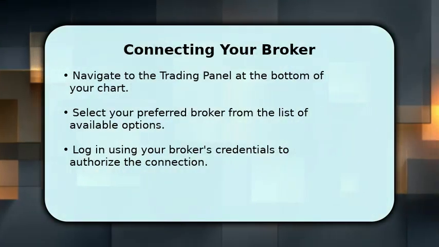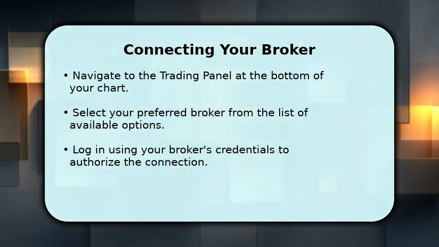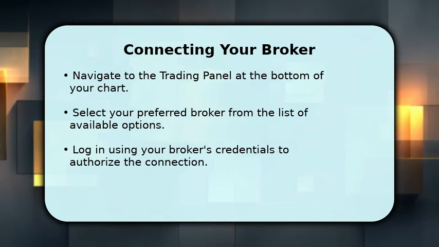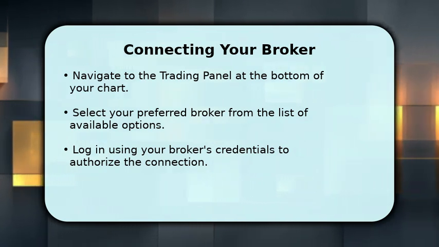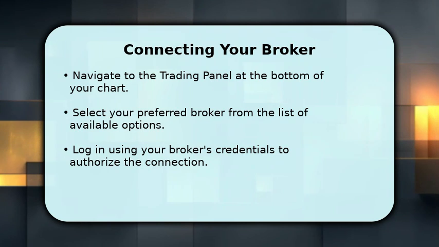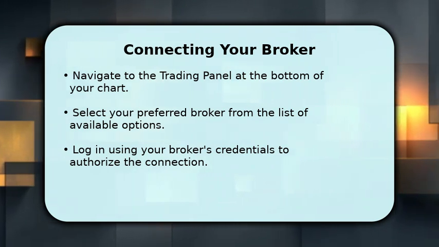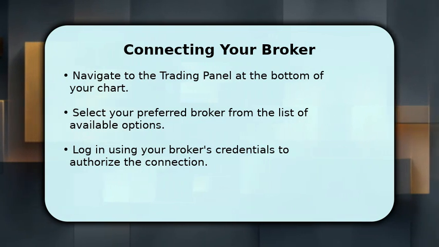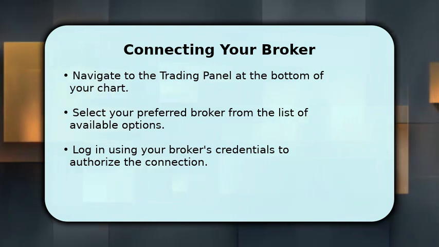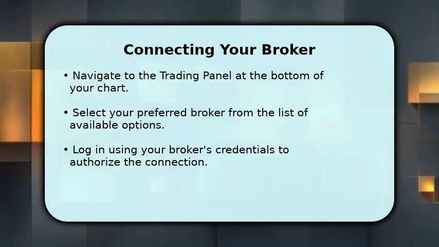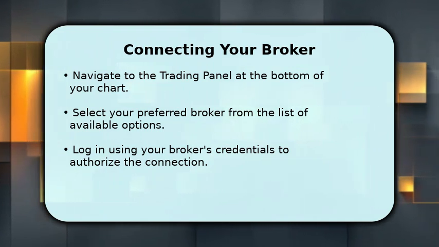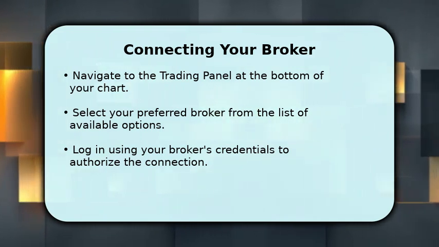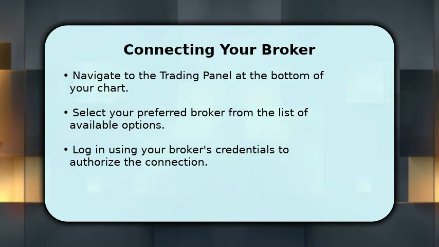To connect your broker, look for the Trading Panel tab at the bottom of your chart interface. Click on it, and you'll see a list of supported brokers. Find your broker and click Connect. You'll then be prompted to log in with your brokerage account credentials. This process securely links your TradingView account to your live trading account, allowing for seamless order execution. Always ensure you are logging into your actual broker's secure portal.